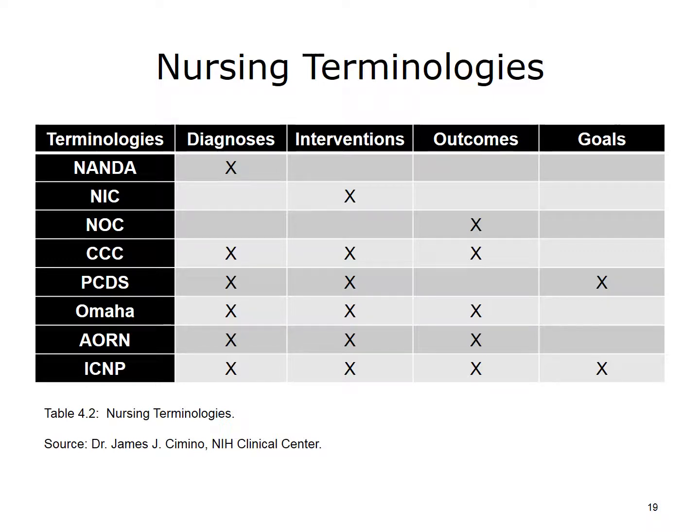NANDA: diagnoses. NIC: interventions. NOC: outcomes. CCC: diagnoses, interventions, and outcomes. PCDS: diagnoses, interventions, and goals. Omaha: diagnoses, interventions, and outcomes. AORN: diagnoses, interventions, and outcomes. ICNP: diagnoses, interventions, outcomes, and goals.